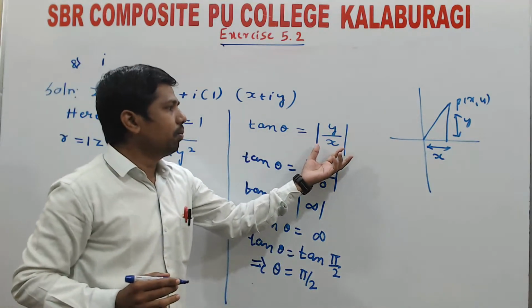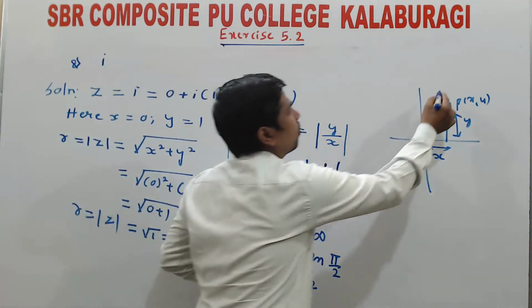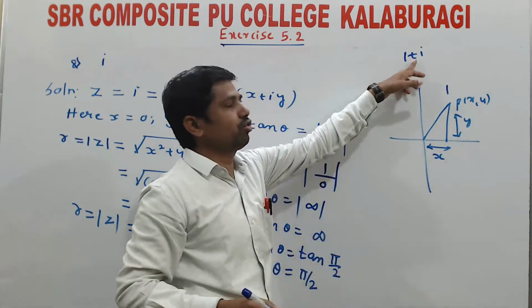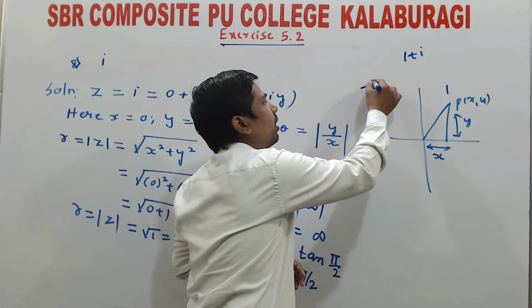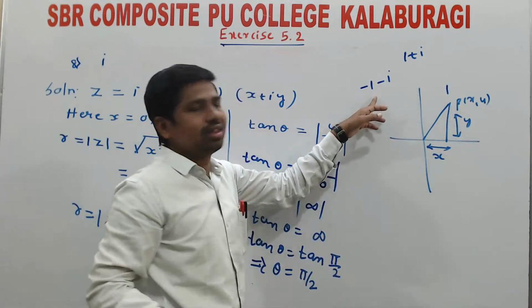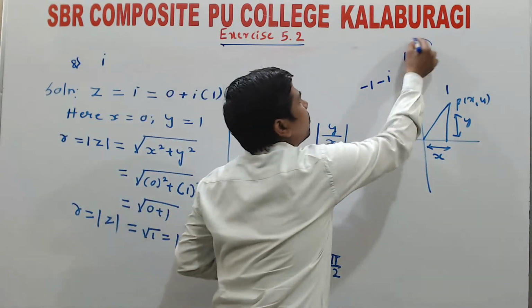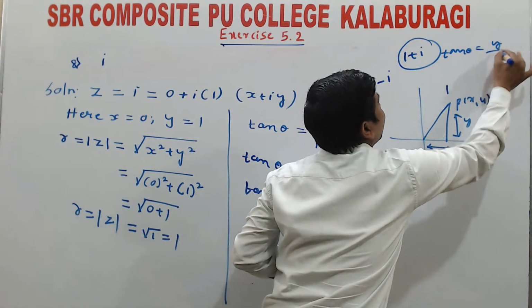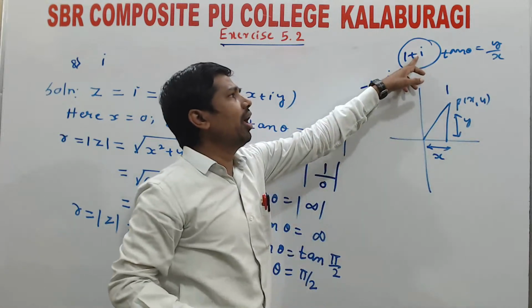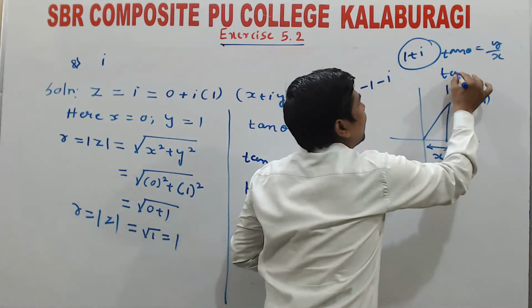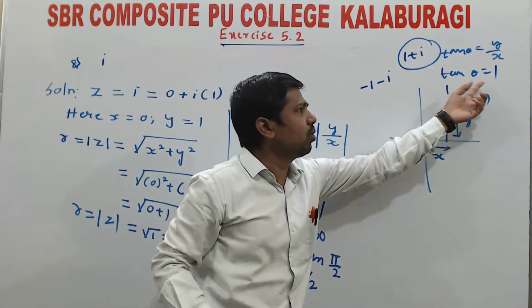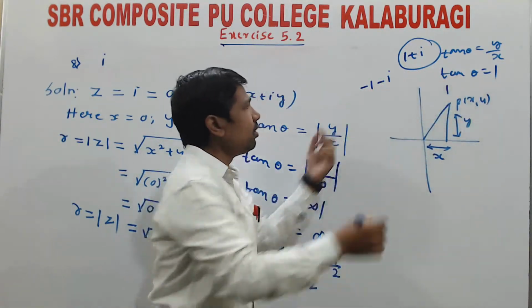So why do we take modulus? Because suppose you take one point here, that is 1 plus i, it comes in the first quadrant, and one more point, minus 1 minus i, comes in the third quadrant. If you check with tan theta equal to y by x only, what is y? 1, x also equal to 1. So tan theta is equal to 1 by 1. For this complex number, tan theta equal to 1 implies theta equal to pi by 4.